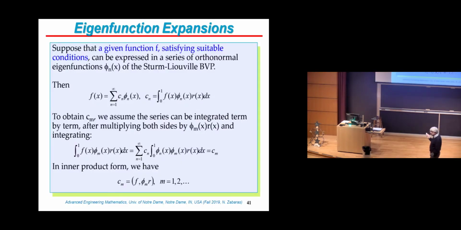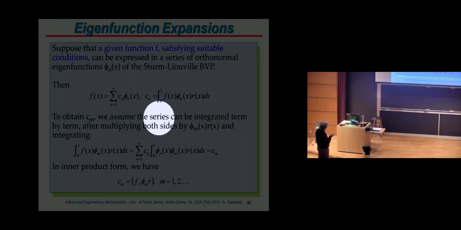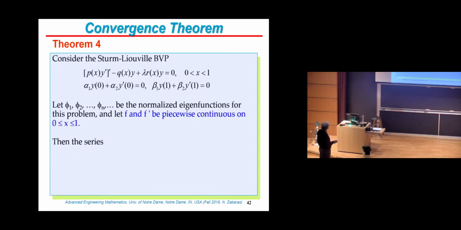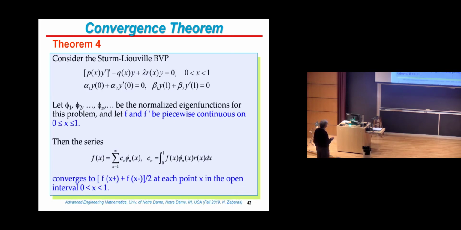It's a typical Fourier expansion. The only difference is phi n are the eigenfunctions of the boundary value problem, and the functions are orthogonal, but there is an R involved there. All right, so let me just give you the theorem that I will use today.